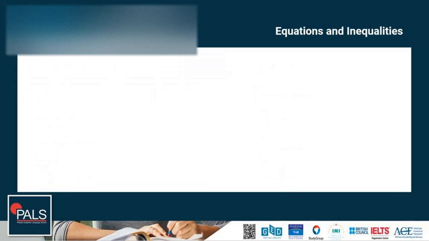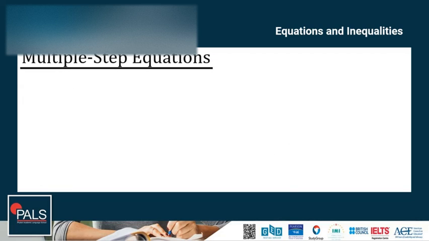Now let's proceed to multi-step equations. Some linear equations have variables on both sides of the equation or have unsimplified expressions on one or both sides. In these situations, the equation has to be simplified before you can apply the usual process of undoing operations.